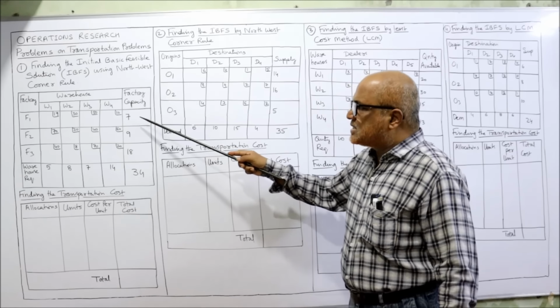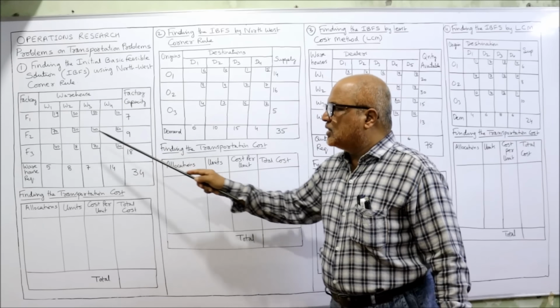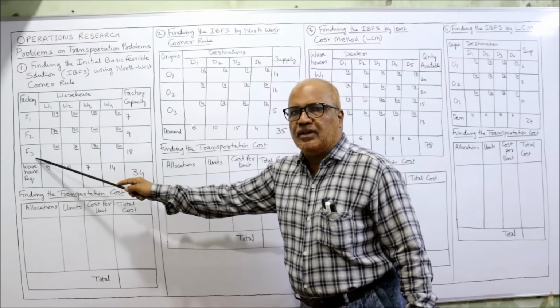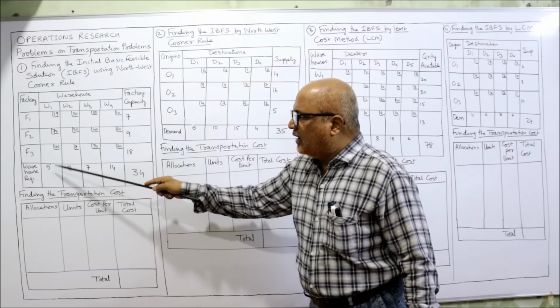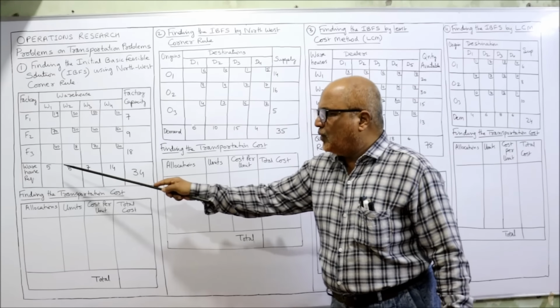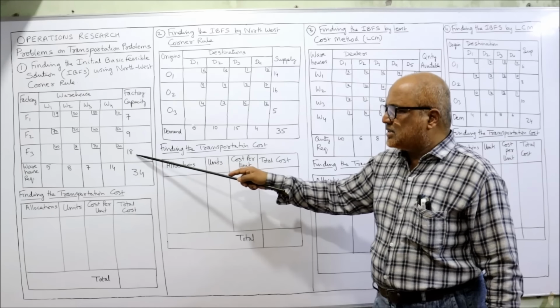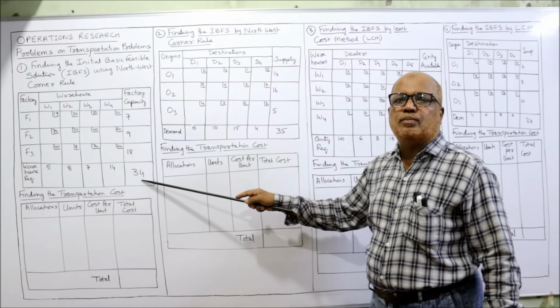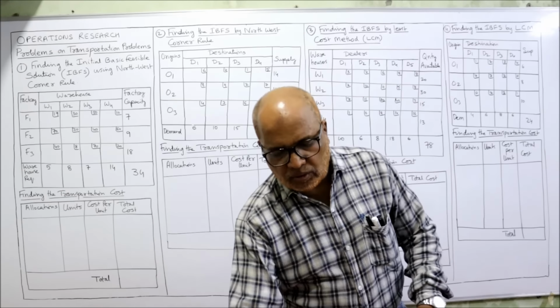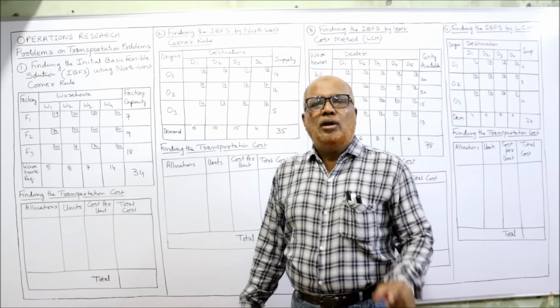So we are given the supply: 7 units from F1, 9 units from F2, 18 units from F3. And the requirements: W1 5, W2 8, W3 7, W4 14. If you add up 5 plus 8 plus 7 plus 14, you will get 34. 7 plus 9 plus 18, you will also get 34. It's a balanced problem. Now, how do we find the IBFS by the northwest corner rule?